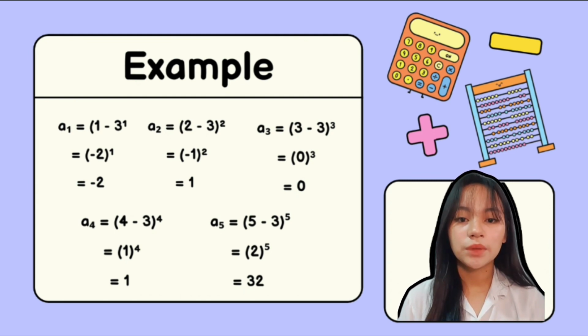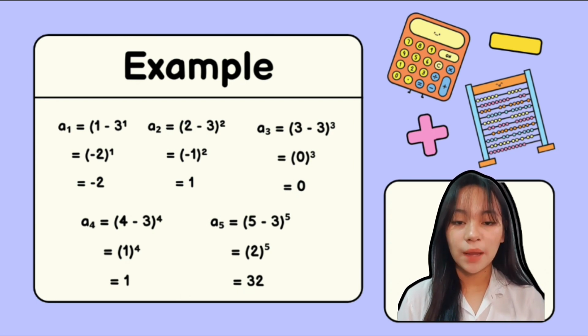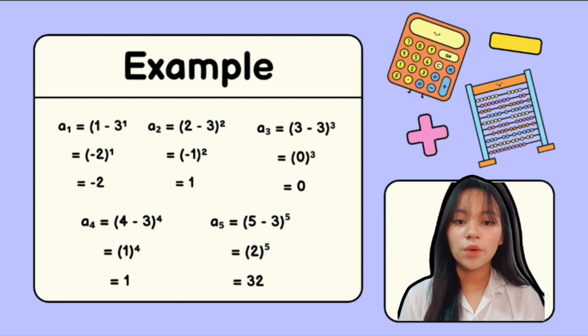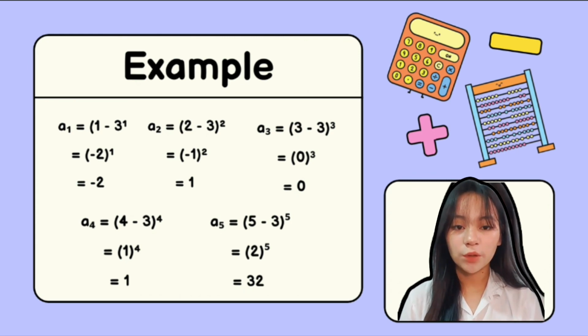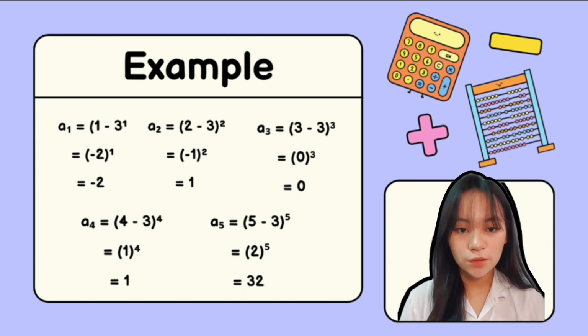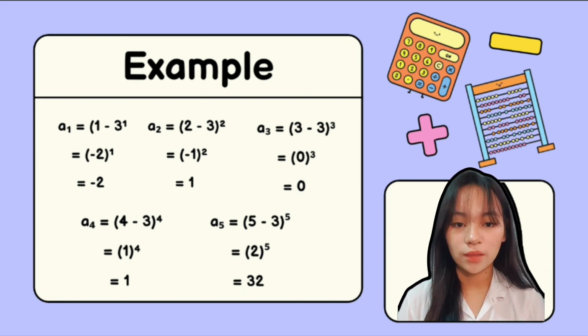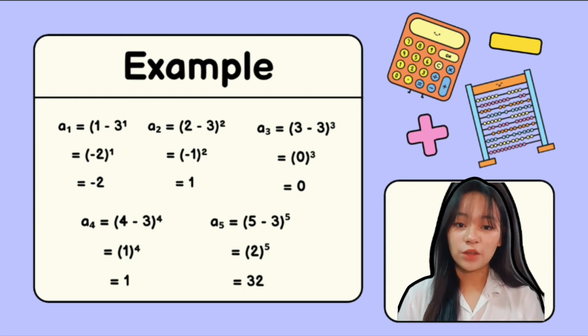Here is an example. A sub n is equal to n minus 3 raised to n. So, a sub 1 equals 1 minus 3 raised to 1. That would be negative 2 raised to 1, and the final answer would be negative 2, so that would be our first term. For our second term, a sub 2 equals 2 minus 3 raised to 2. That would give us negative 1 raised to 2, and the final answer would be 1. So that's how we find the terms.